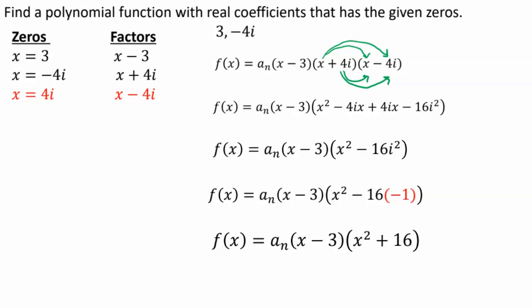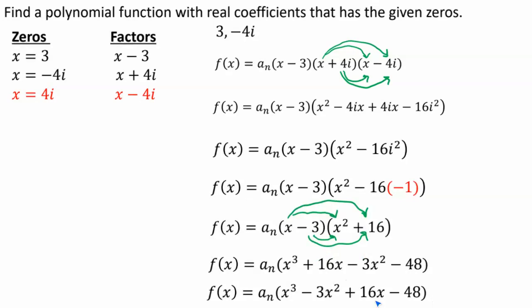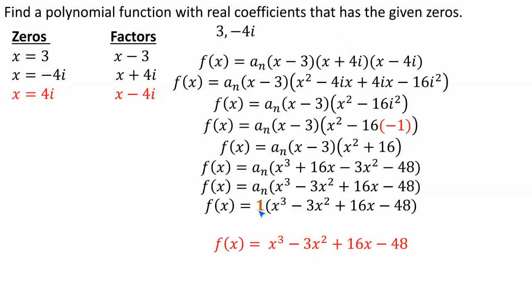And now we multiply again. Okay, so let's multiply again. x times x squared is x cubed. x times 16 is 16x. Minus 3x squared minus 3 times 16, or minus 48. Gather your like terms. I like to write them in descending order. Right now, they don't give me enough information to figure out what a_n is. It could be many things right now, so just use it as a 1. If this is a 1, I multiply it inside, and we get x cubed minus 3x squared plus 16x minus 48.